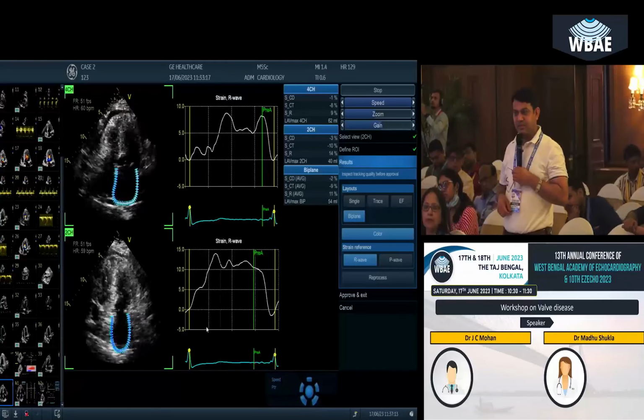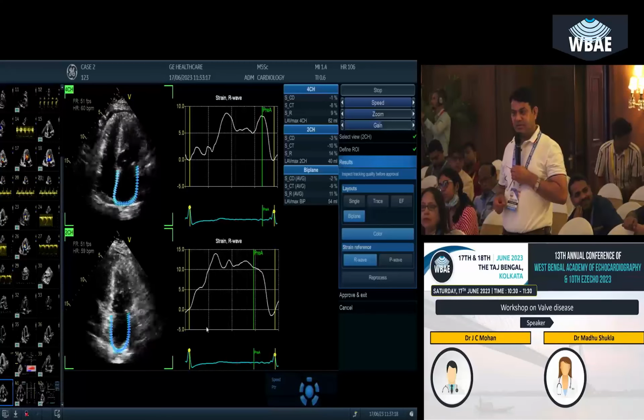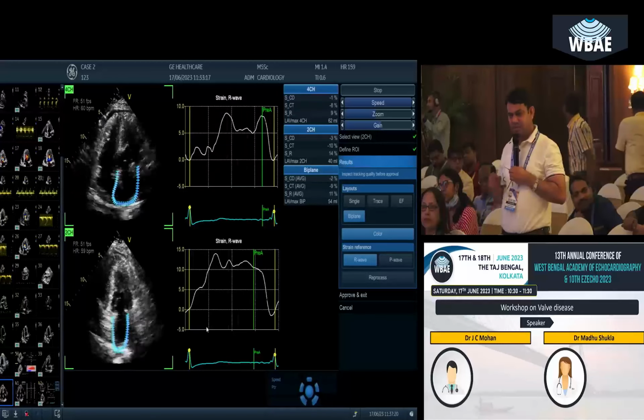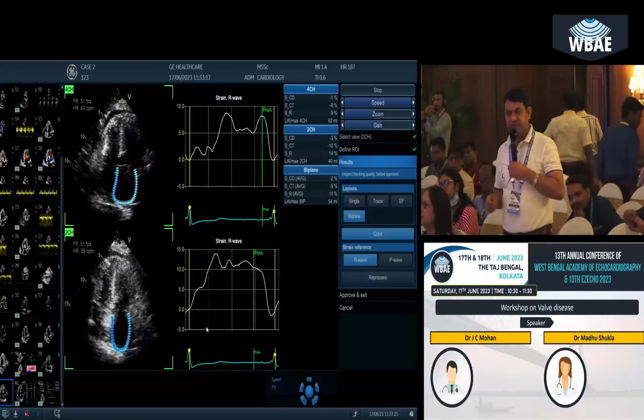The strain would help you. The strain at that area will be lower. Okay. So if you do a bull's eye, it will be blank. Right in the center, you will see a white. Yes, white, that is apical hypertrophic. Okay. Thank you, sir. Sir, one more variety.